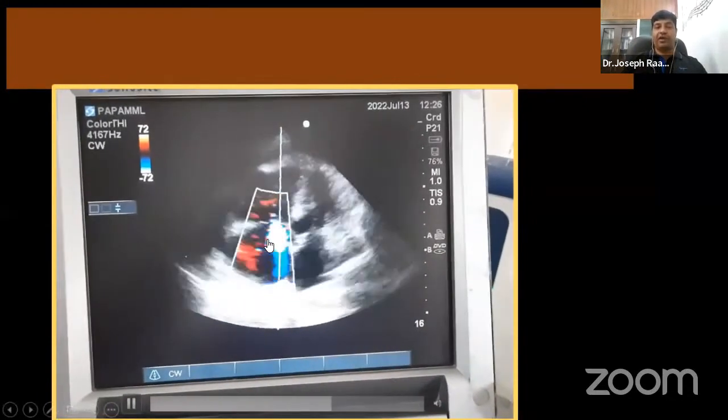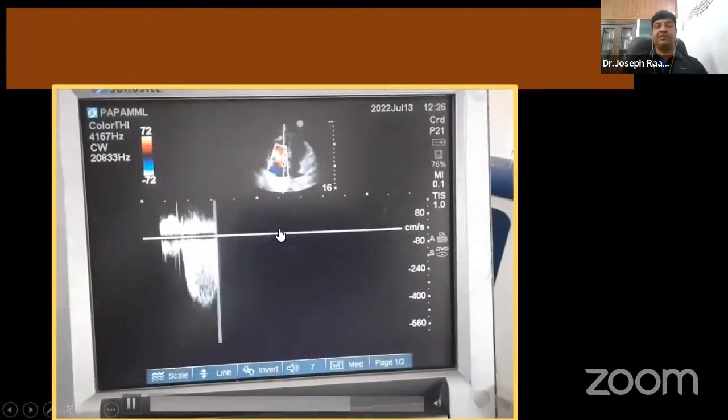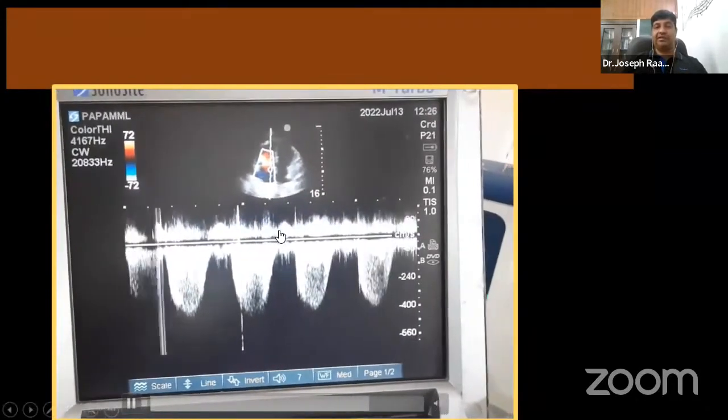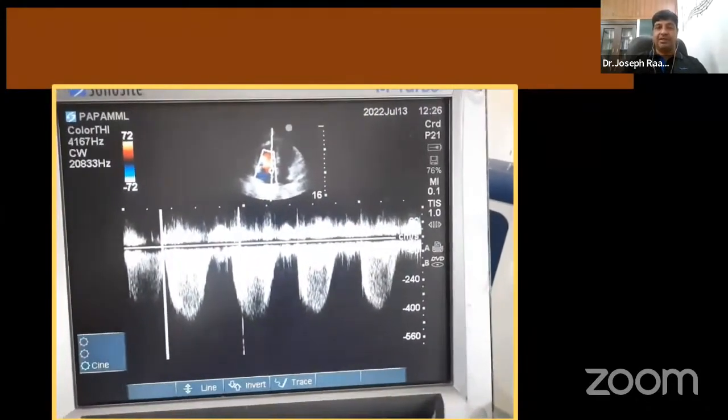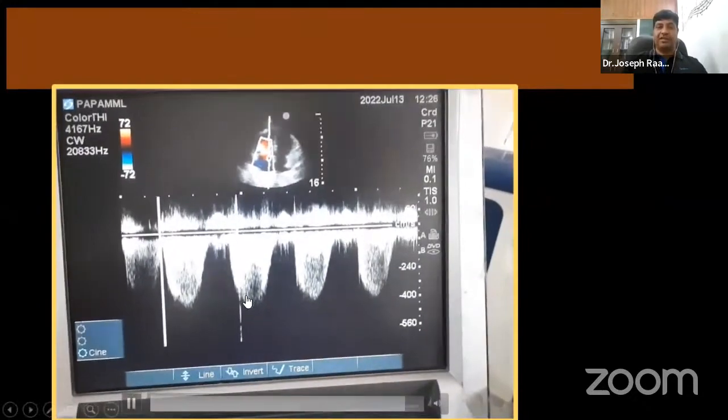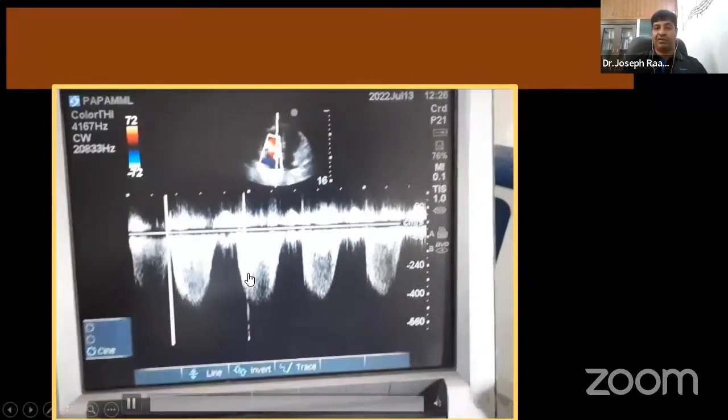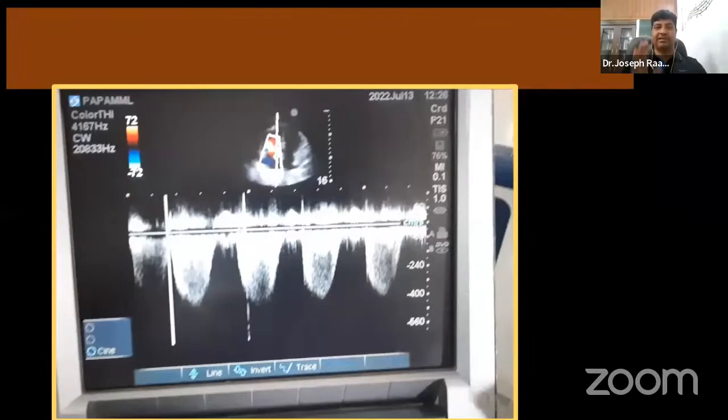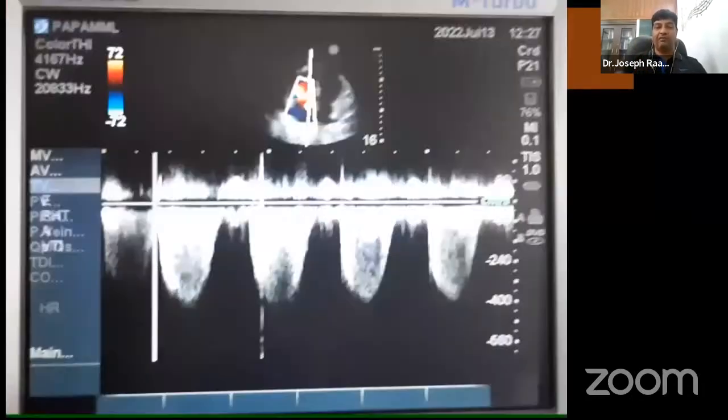So locate the flow at the tricuspid jet. Then you will get a wave like this. This is the tricuspid regurgitant jet. Qualitatively, if you see a significant jet like this, then you can be very well sure that the PA pressure is elevated. You can stop there, or if you are very particular and just want to know what exactly the PA pressure is, then you can go for measuring.